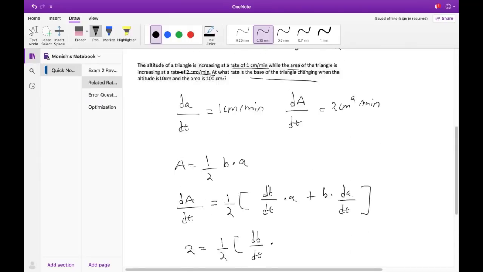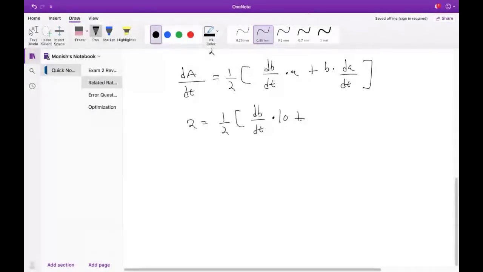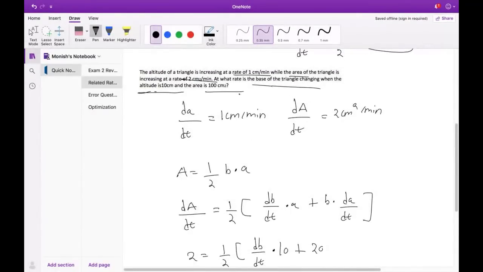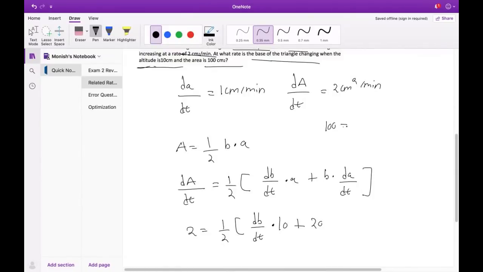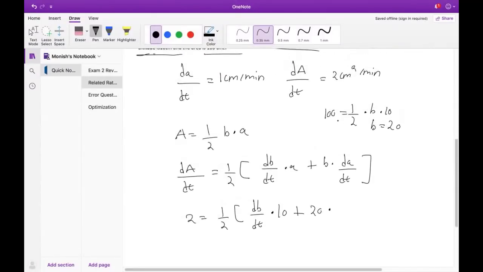It gave you a specific altitude of 10 from here. And then the base is 20, but the way you get the base is, they said that the area is 100 centimeters squared when the altitude's 10. So quickly on the side, you can just do 100 equals 1/2 times base times 10. And if you solve for b, you'll just get 20. So that's how you get 20 over here. And then you know da over dt is equal to 1.